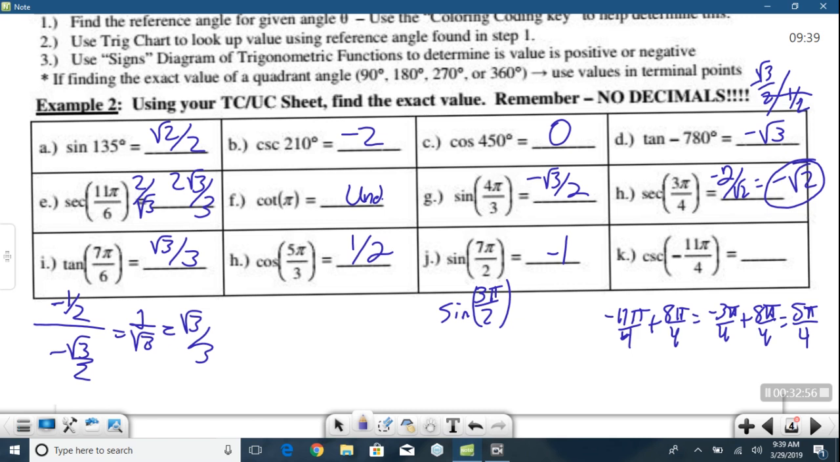All right, so the cosecant of 5 pi over 4. What quadrant are we in? Quadrant 3. Okay, so all of those are negative, so this has to be negative radical 2. Because it's cosecant, you have to flip it.